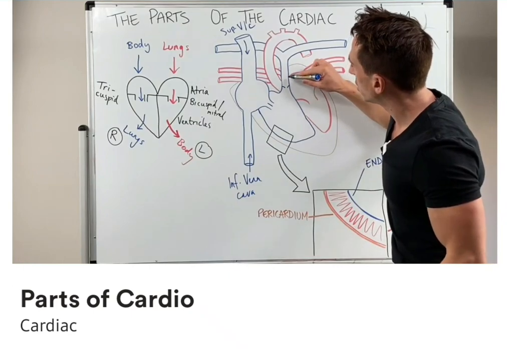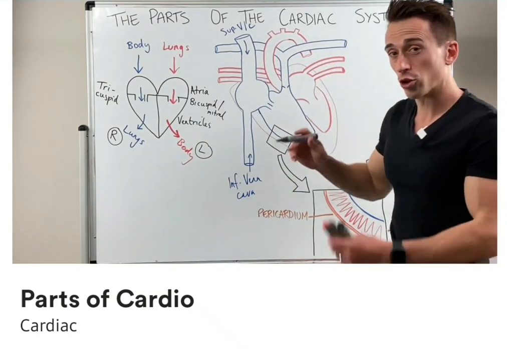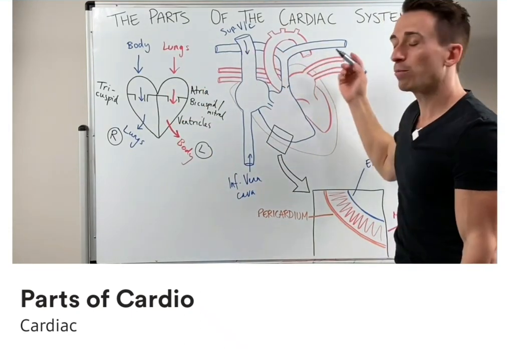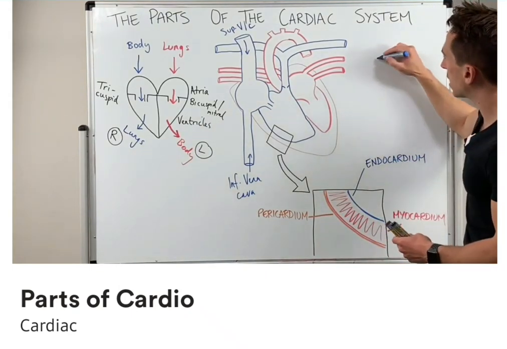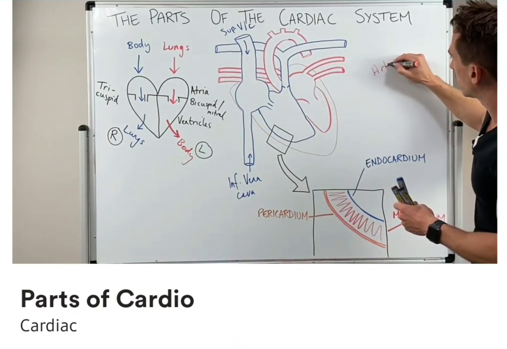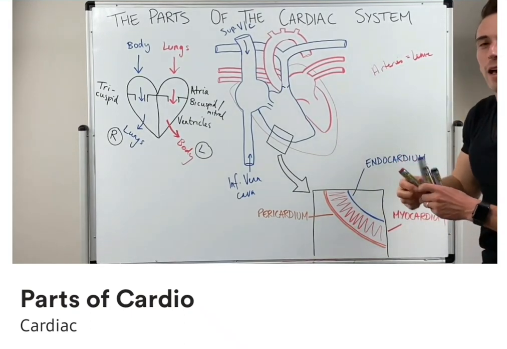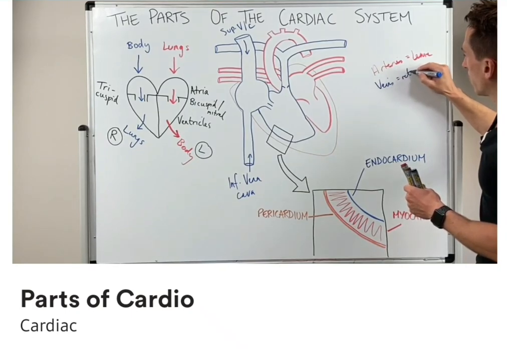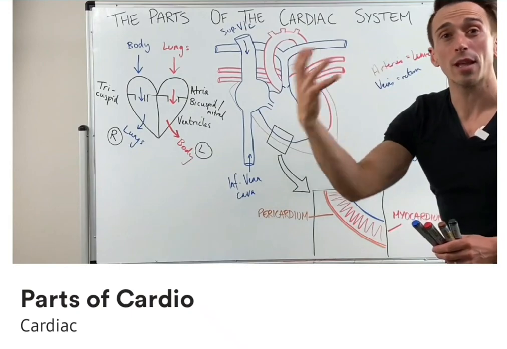Then it goes up into this trunk. So we call it the pulmonary trunk because it looks like a trunk and trunks branch. And it branches to the right and left pulmonary arteries. Important point here. Arteries always leave the heart and veins always return to the heart.